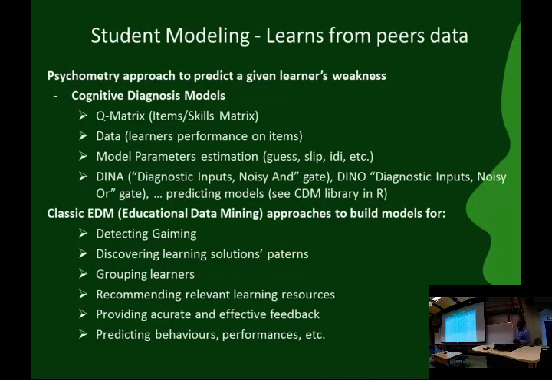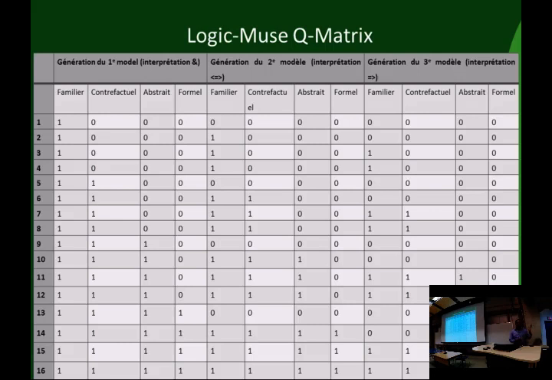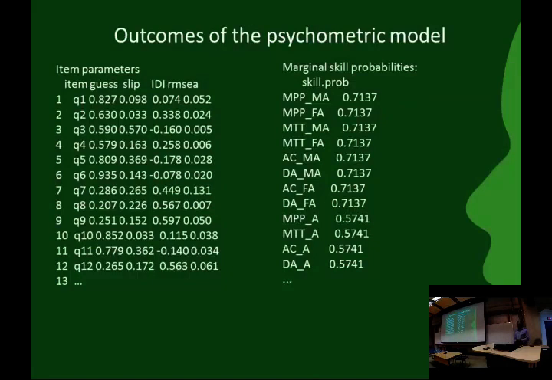This is the Q matrix that we have built with Jani. And as you can see, it's a simple matrix where you have skills in the columns, and each row is related to an item. When you see one, it means that the skill is necessary for that item, and zero means it is not necessary. So we have a grid Q matrix. Of course, this kind of structure needs to be validated with the experts to be sure that what we have put inside is okay. But I think Jani did that, and we ran the model.